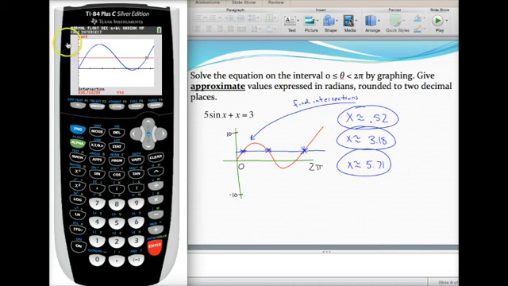So I can repeat that process to find my last one. I've already found it. It's about 0.52. I'd recommend that you guys try that at home. Just make sure you can find that as well. And that's how you'd solve a trig equation by graphing to get an approximate solution.